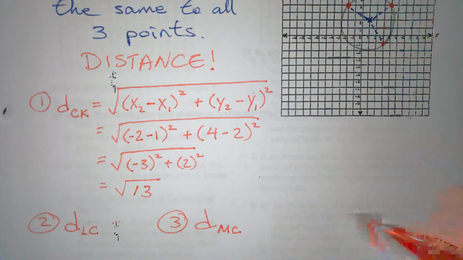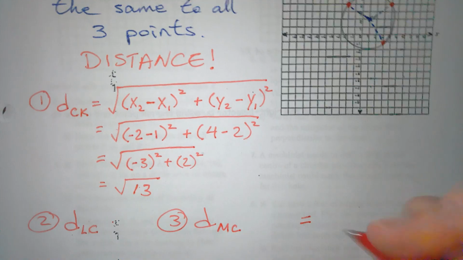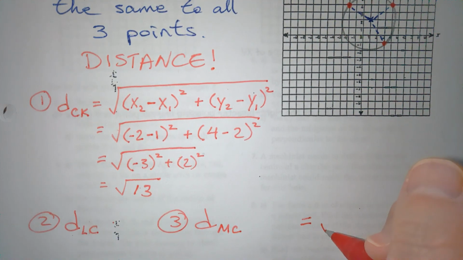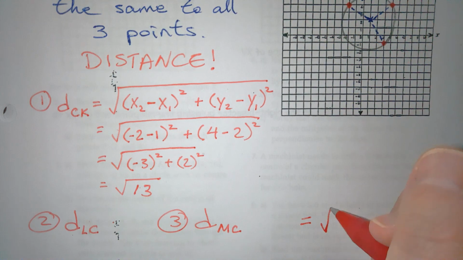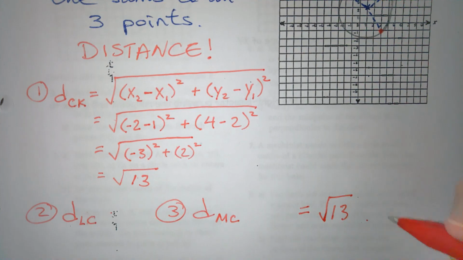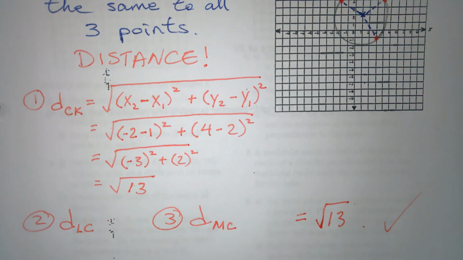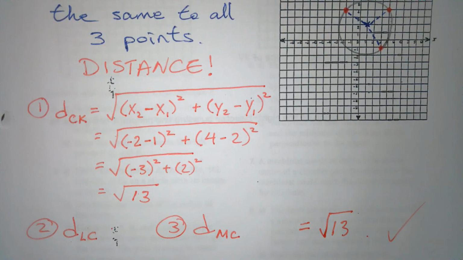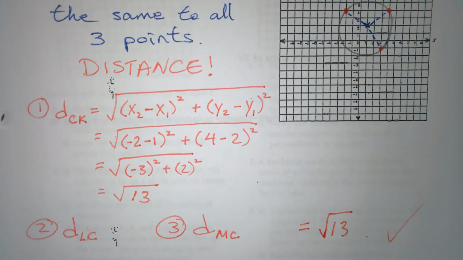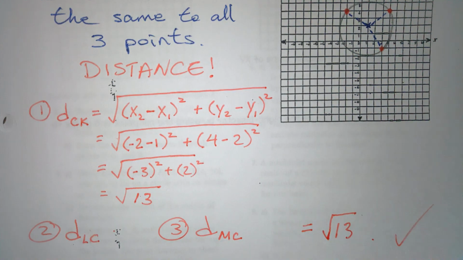And if this is all correct, what should everything equal to? Square root of 13. There is a big difference. And if it is, that means this, in fact, is the center. Okay. So just like that, you guys prove a property in a circle. Okay. So let's move to the back.